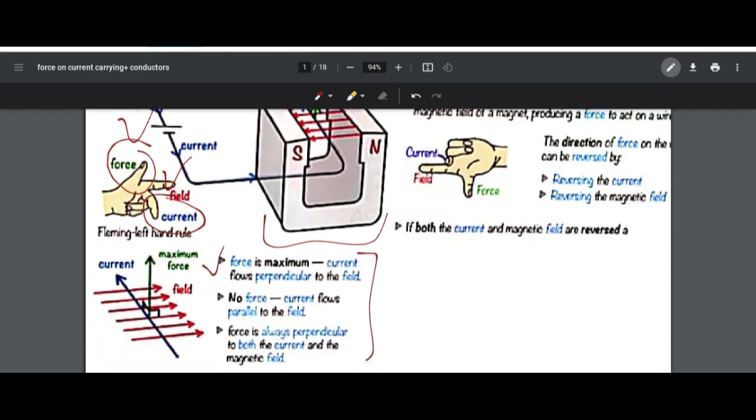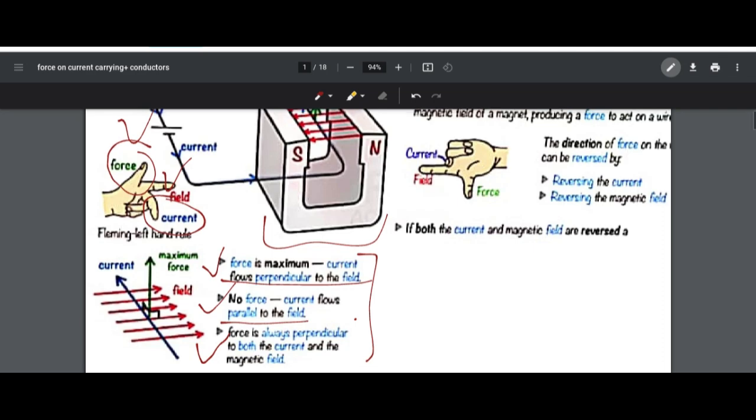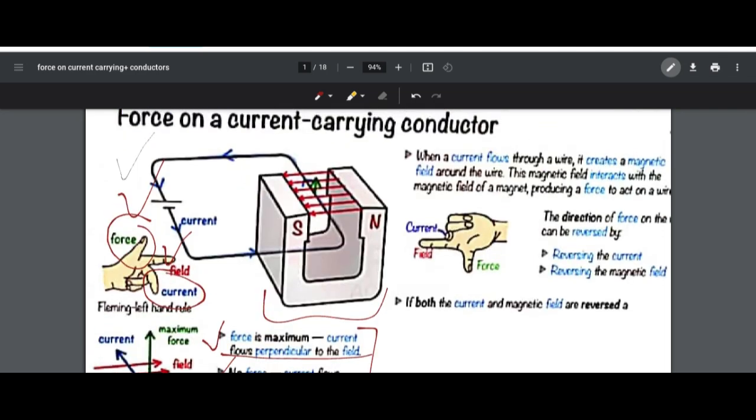Force is maximum when current flows perpendicular to the field. There is no force, meaning zero force, when the current flows parallel to the field. Force is always perpendicular to both the current and the magnetic field. Did you get the point, Ayan? Yes. Any question? No. Okay.